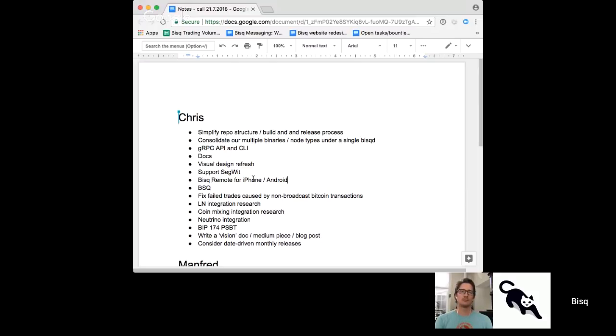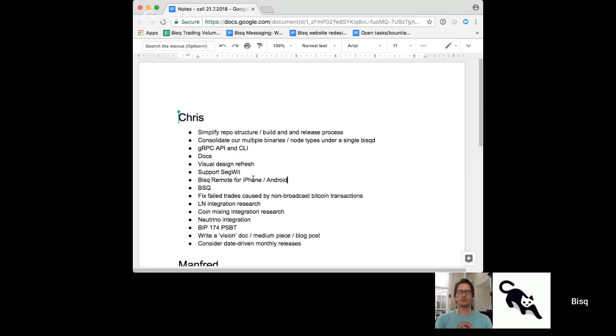We love that, right? Coin mixing integration research, right? Again, just to mention it, all of this stuff is possible. This can become so many things. It can become very sophisticated, but it takes people to do it, right? Neutrino integration, I already mentioned.